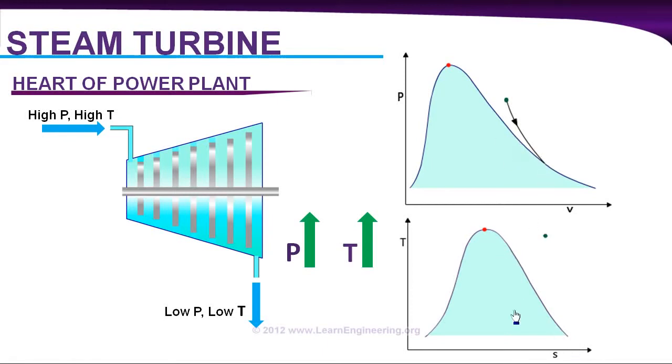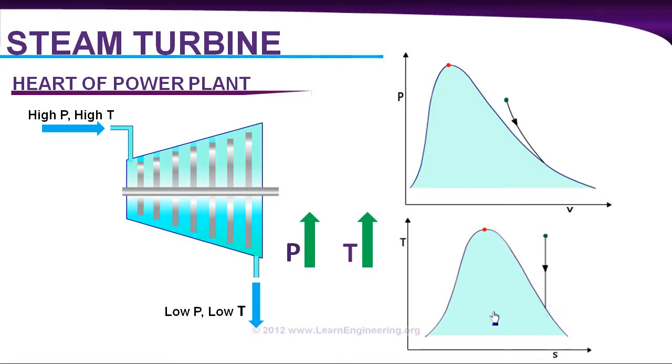In the temperature-entropy graph, you know temperature is coming down during this process, and there is no heat addition or heat absorption to the fluid. So this is a constant entropy process, and you can draw it like this: temperature is coming down and entropy is constant.